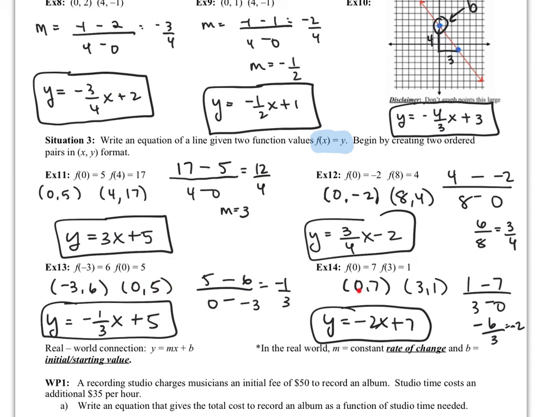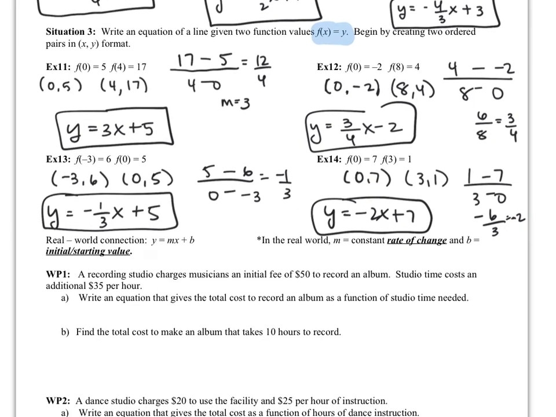And then on example 14, our ordered pairs are (0, 7) and (3, 1). 1 minus 7 is negative 6, 3 minus 0 is 3 for a slope of negative 2, and a y-intercept of 7 for an equation of y equals negative 2x plus 7.